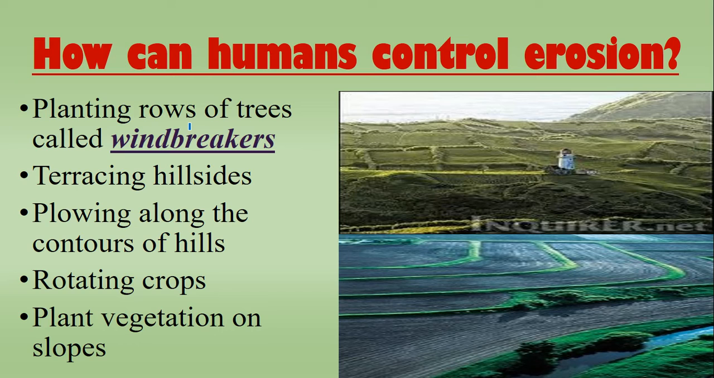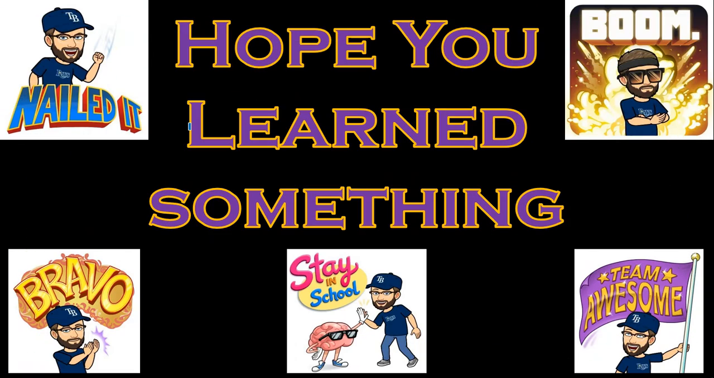How can humans control erosion? Well, you could plant a row of trees called windbreaks, especially if you are in farming. If you plant windbreaks, it keeps your soil intact so you don't lose that very fertile soil for growing. You can do terracing of hillsides so that things don't get run down the whole hill. You can plow along the contours of a hill, so at different elevations you do plowing, rotating crops, and of course planting vegetation on slopes so that it keeps the soil intact so it doesn't run off and run away during the erosion process.